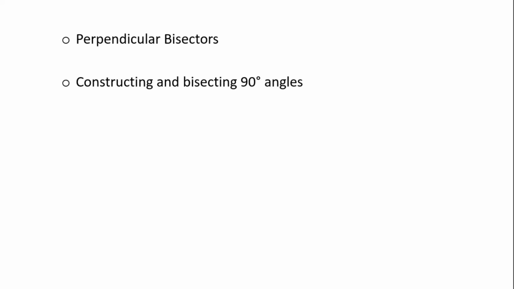So this is the kind of cool stuff that you can do with your ruler and compass in geometry. I'm sure by now, at the end of this video, you should be able to draw a perpendicular bisector to a line. You should be able to construct a 90-degree angle without a protractor, and you should be able to construct and bisect a 60-degree angle without a protractor.